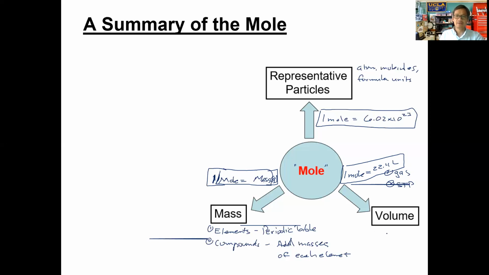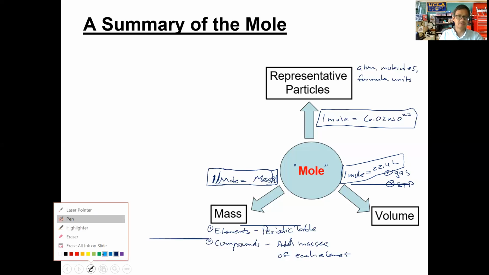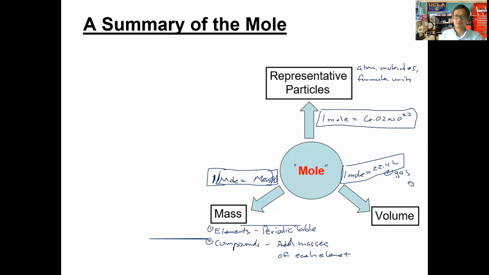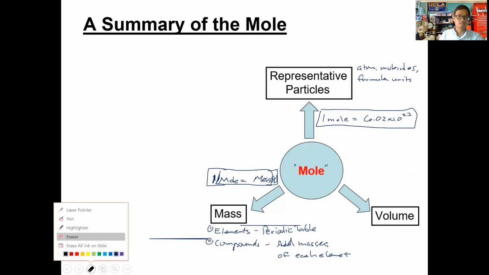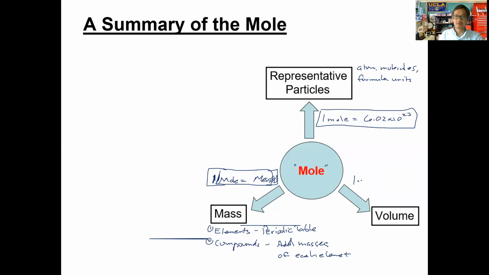Let me go ahead and erase this so we can clean it up a little bit, and put it down at the bottom here. Let me go ahead and start over. Sorry, folks. So this relationship here between the mole and this volume, 22.4 liters, we can use if and only if we are dealing with a gas at STP.